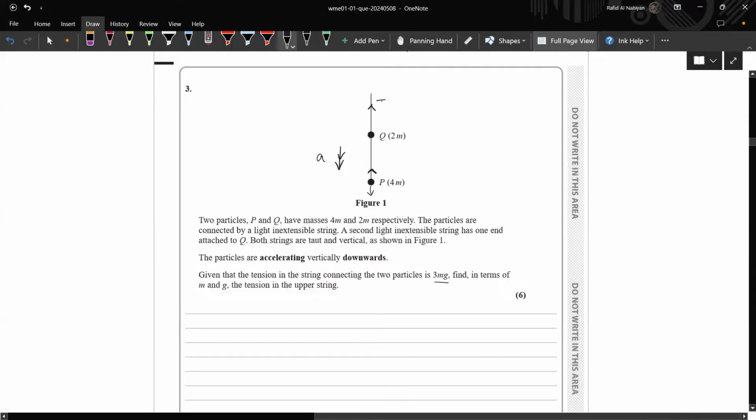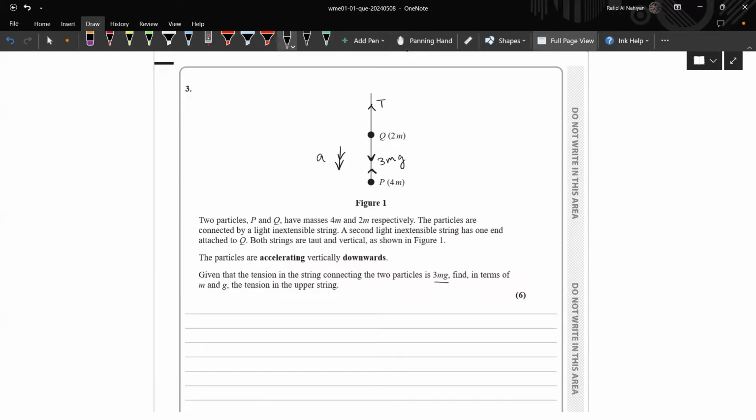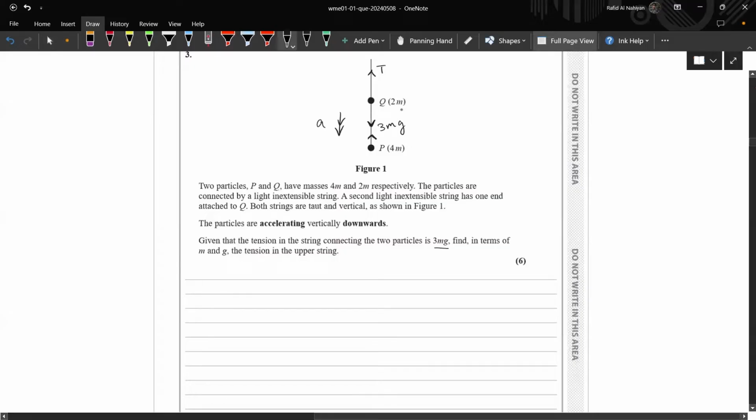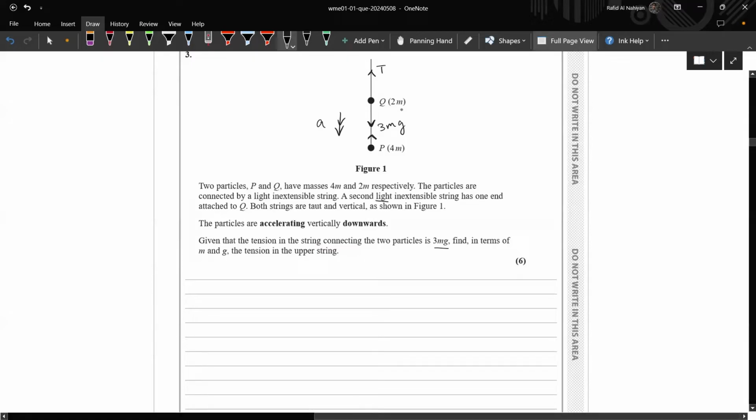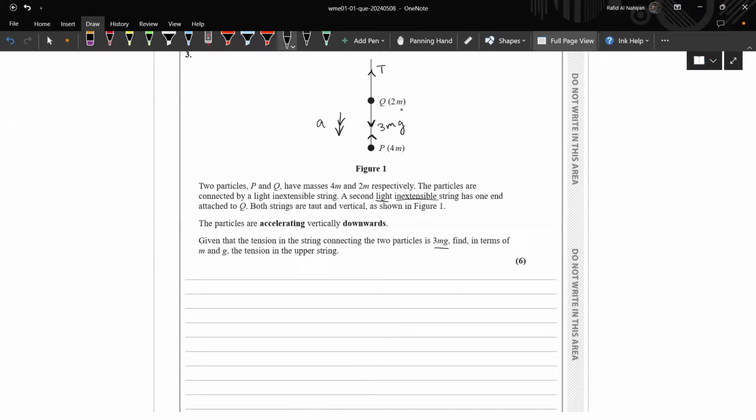To find this tension, I know that the tension here is 3 mg, and this string is applying a tension on Q so that it moves downward. So I can make some equations here. First of all, let's consider P and Q as a single body. In this whole body, there's a force acting downwards, and that is the weight. The combined weight of P and Q. The strings have no weight, as they already mentioned. This is light and inextensible. So the total weight is 4 plus 2, that's 6m times g. So 6mg is the weight.